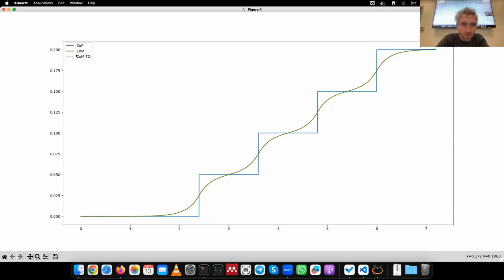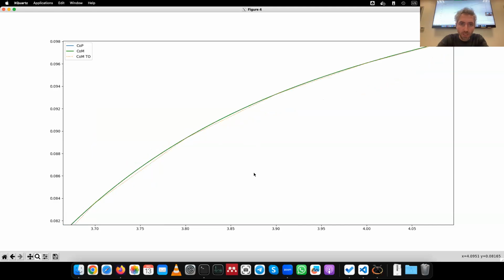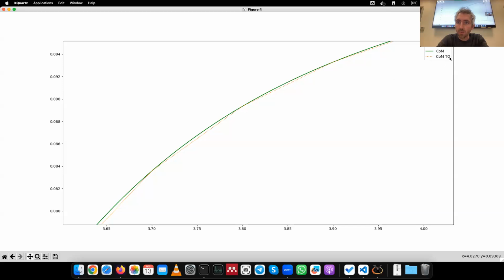Actually, here, I didn't notice, we have 2 trajectories which are superimposed. We have the one computed with TO and the one interpolated. And if you zoom in, you're able to see the difference. You can see that the one computed with trajectory optimization is this one with a dotted line.